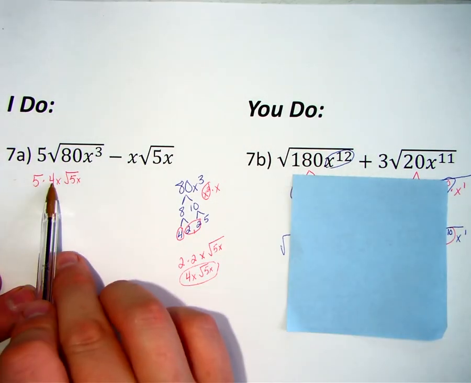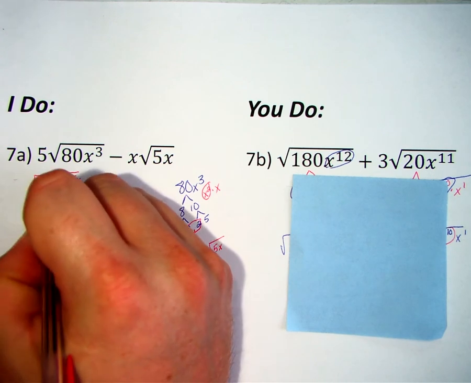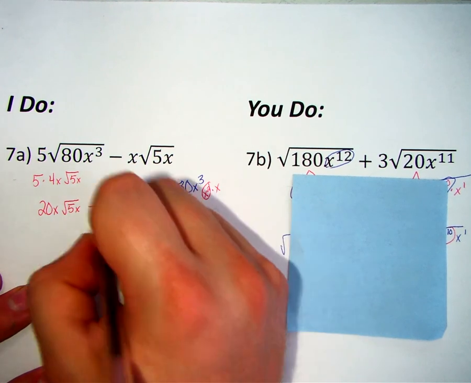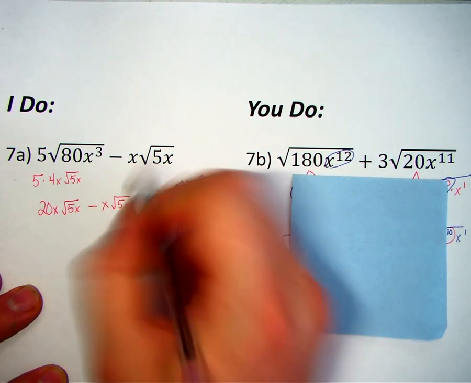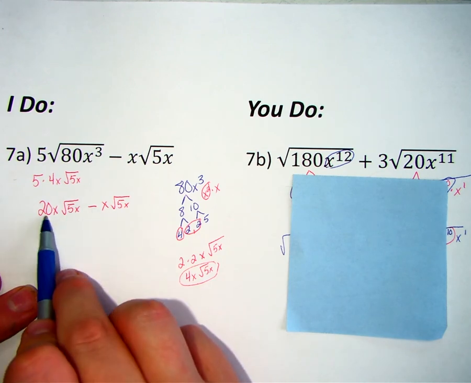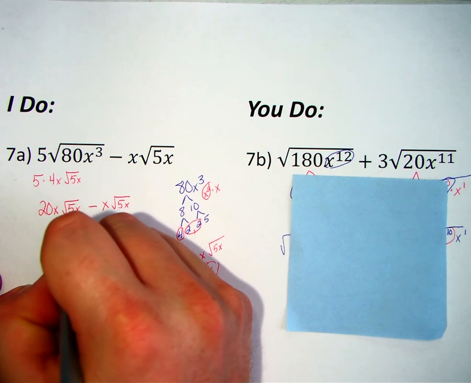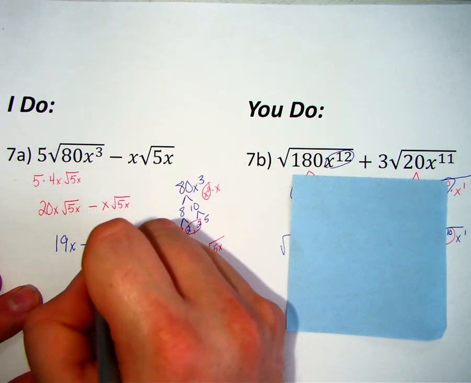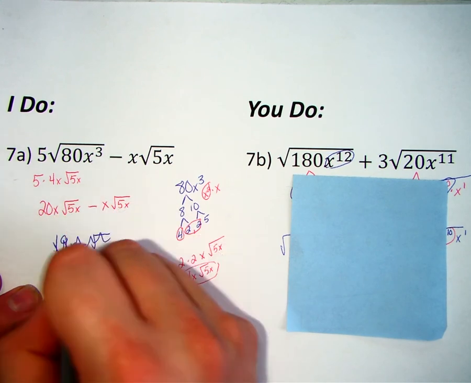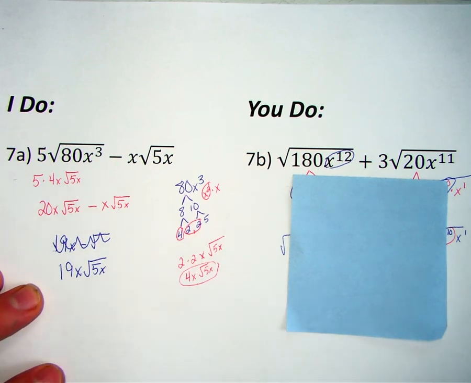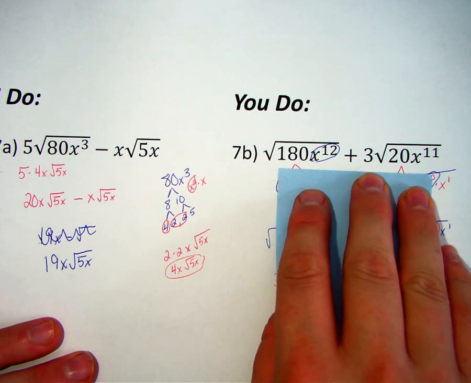And we have to multiply on the outside. 5 times 4 is 20. X root 5x. We're subtracting x root 5x. And those are like terms now, because the root 5x is the same on both terms. 20x minus x, well, that will end up being 19x root 5x. All right. Pause one more time and you try.